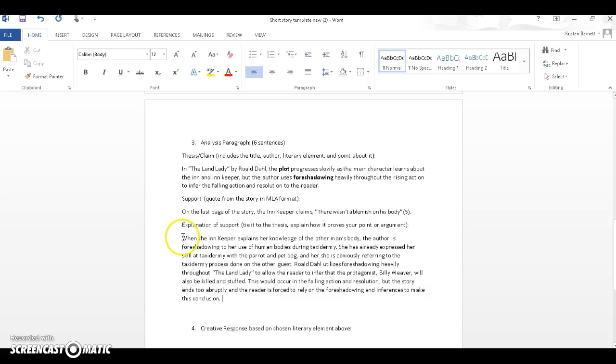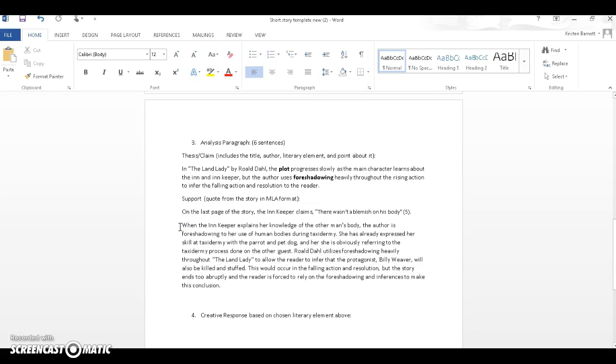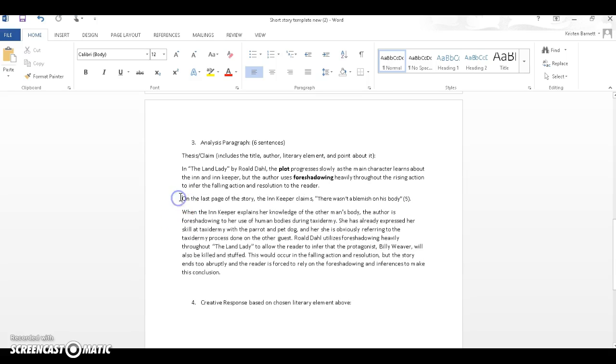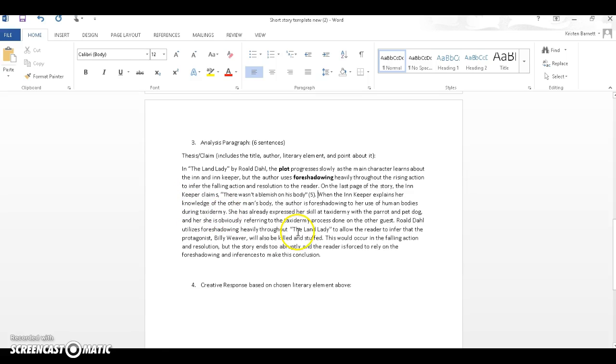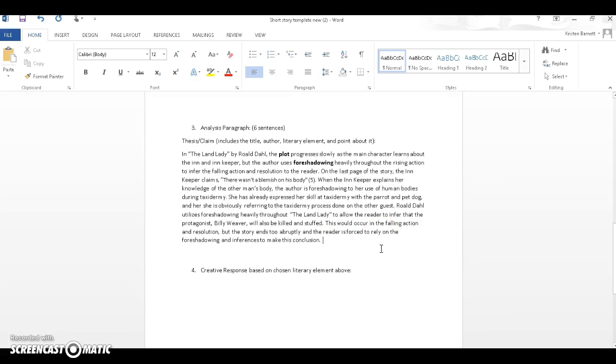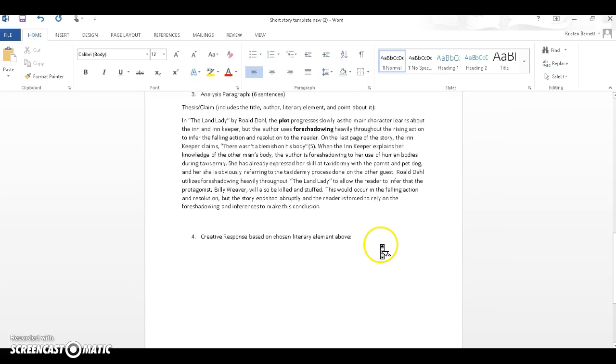Okay, so there you go. You can delete the other things if you want to and make this a cohesive paragraph. So there you go. This is our analysis paragraph. You can read through it on your own. If you pause the video, I have my thesis, I have my support, and I have my explanation. That is perfect. You could have more support if you want than just one.